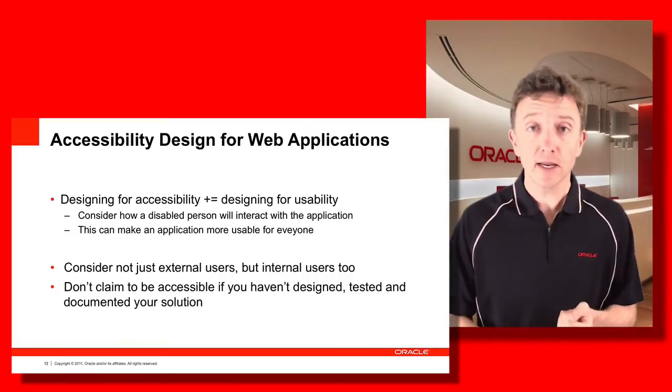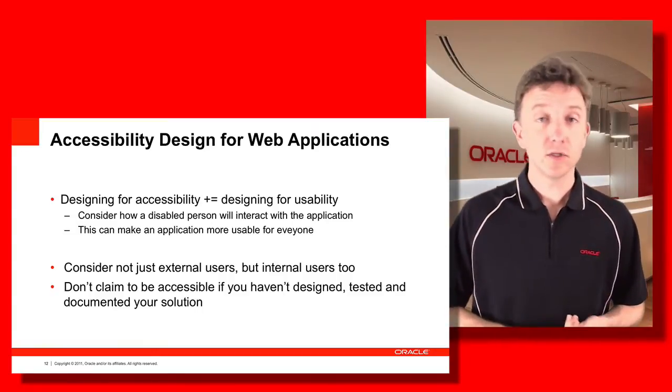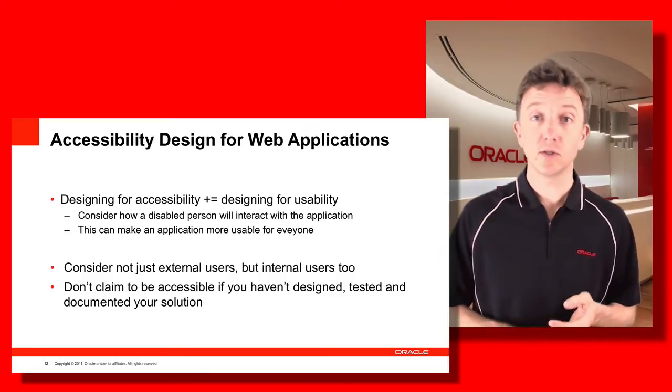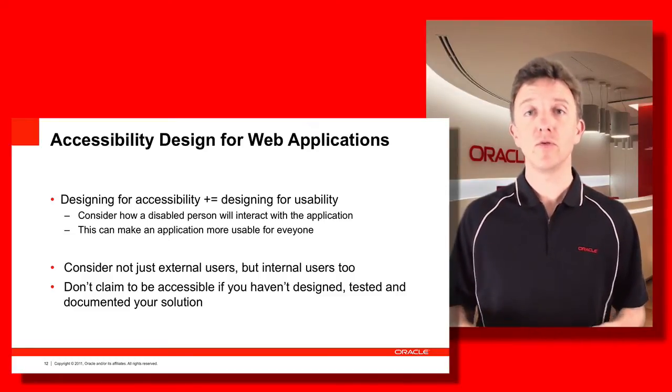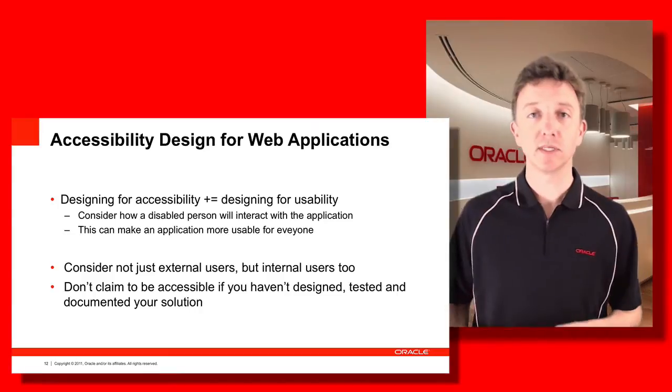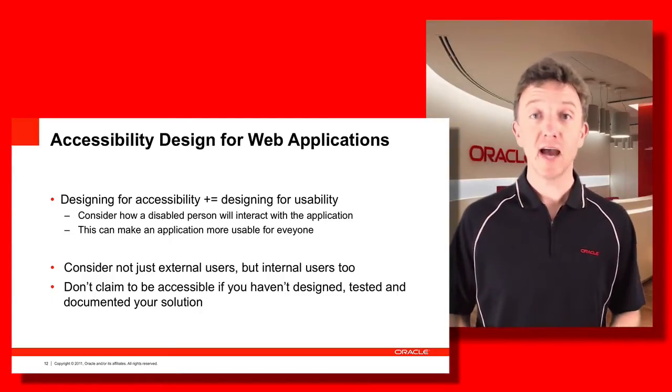And when considering designing your systems for accessibility, make sure you actually go through a process of designing for accessibility, i.e. your design documents and your screen mock-ups and so on actually have you thinking about how this is more accessible. Then you're going to have to test it.